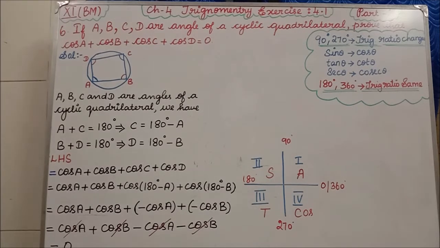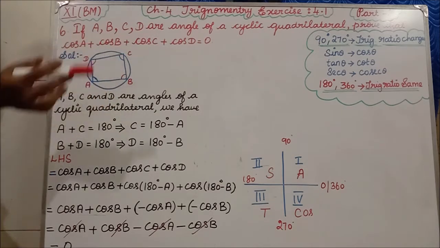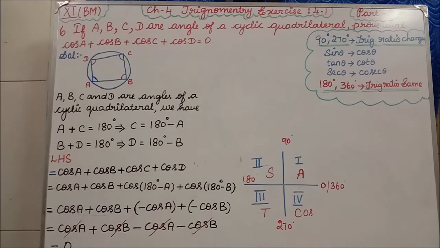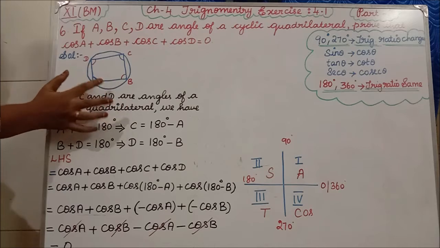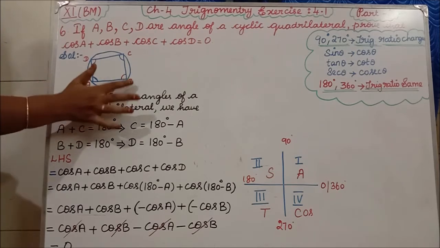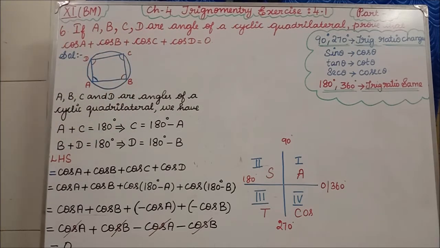See, I have drawn here a cyclic quadrilateral. What do you mean by cyclic quadrilateral? When the four vertices touch the circle, it is called a cyclic quadrilateral, isn't it? See, this is vertex A, vertex B, vertex C and vertex D.